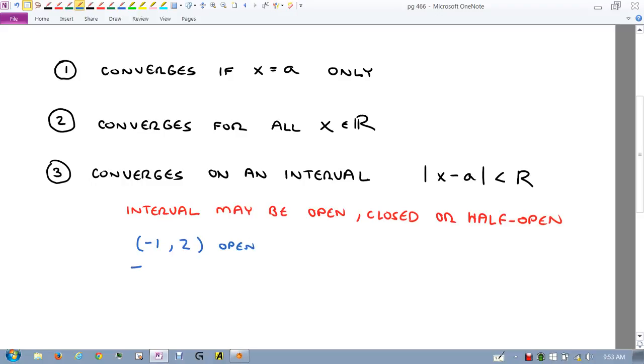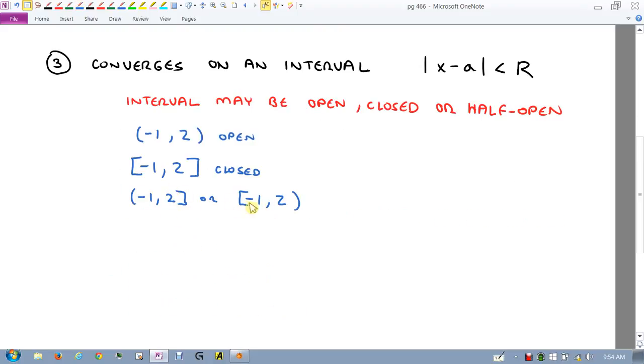A closed interval would look like this: -1, 2, closed. That would mean you can include the endpoints, can't you? And then half open would mean one side is open, the other side's closed. You could also say half closed. They're the same thing. -1/2 to 2, or -1 to 2, or -1 to 2. So these are both half open intervals, aren't they?